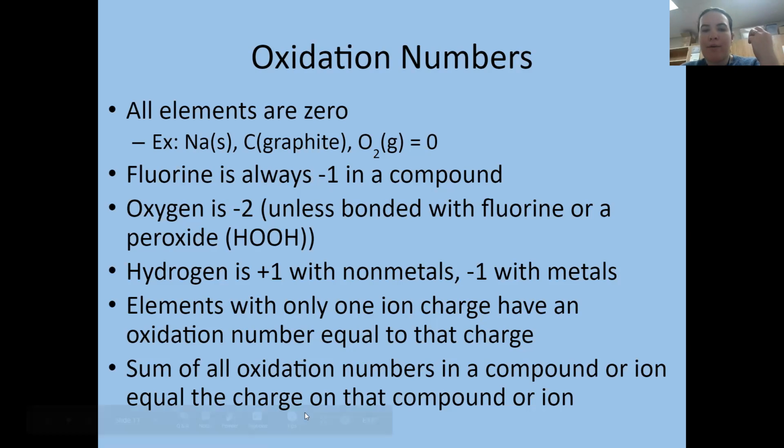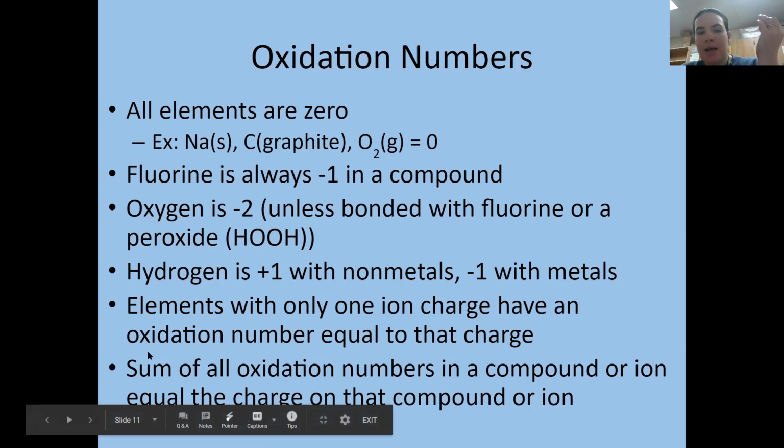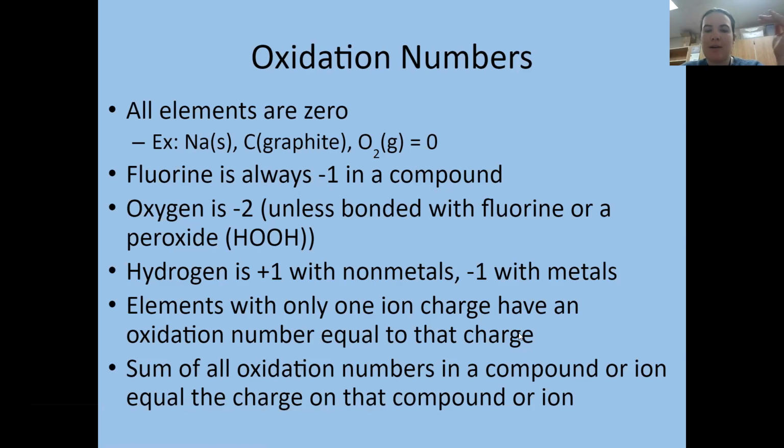So one of the helpful ones here is that the sum of the oxidation numbers in a compound is going to equal the charge for that compound or ion. So if it's a neutral compound, all the oxidation numbers add up to 0. If it's a polyatomic, they add up to the charge of that polyatomic ion. And then we always do the elements that have multiple charges last. So we're going to work through some examples and see these rules in action.